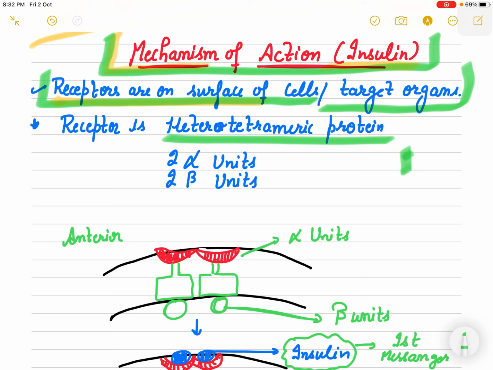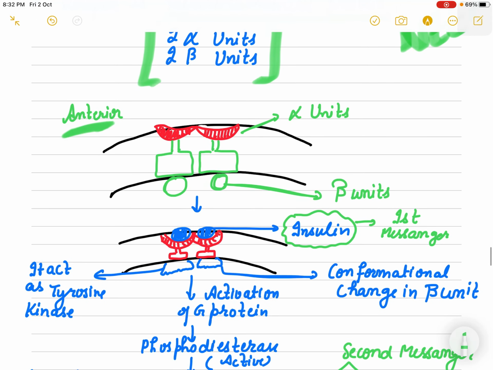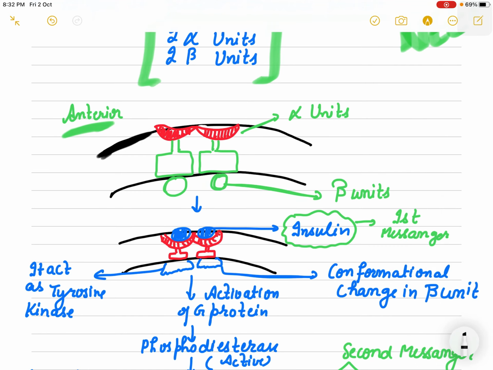The receptors are heterotetrameric proteins. This question is important for us: the receptors have two kinds of units, 2 alpha and 2 beta. So there are total 4, and that protein is known as heterotetrameric protein. This is on our front side. This is the membrane, as you can see, the black one.